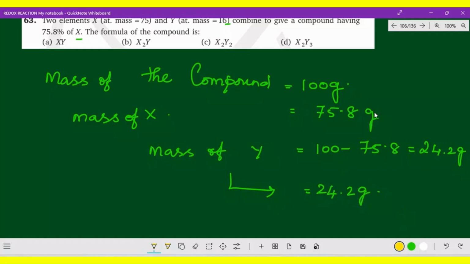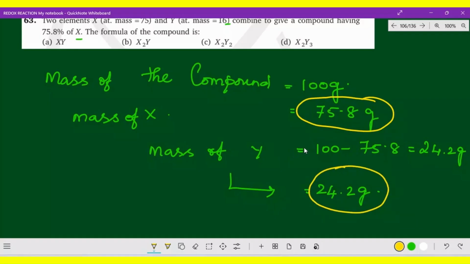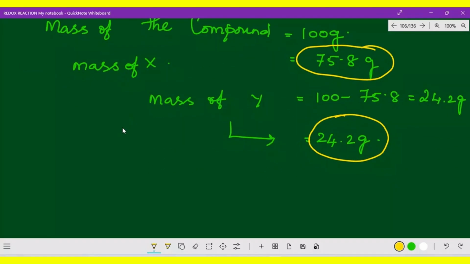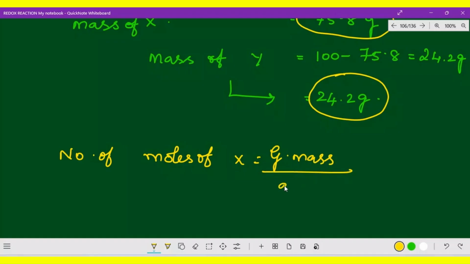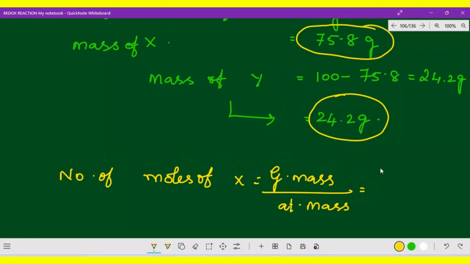Now this is the given mass of X and the given mass of Y. So we will find the number of moles, because they have given the atomic mass. So easily we can identify the number of moles of X and Y. Through that we can identify the ratio. Then finally we can consider the formula of the compound, right? Okay, now the first one here, number of moles of X. Number of moles of X is equal to given mass by atomic mass.